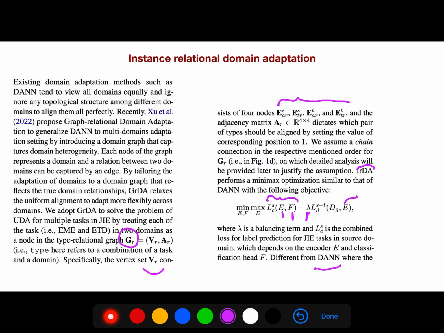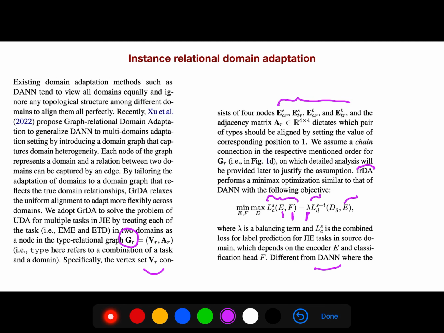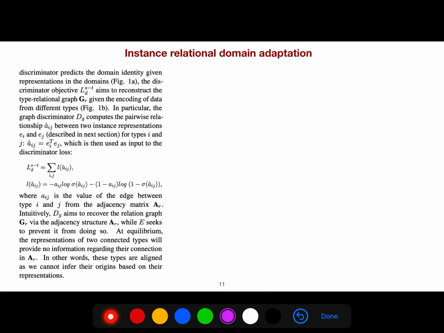So different from this model, where the discriminator predicts the domain identity given representations in the domain, this second one, this discriminator objective, aims to reconstruct the type relational graph given the encoding of data from different types. In particular, the graph discriminator computes the pairwise relationship between two instance representations for types i and j.